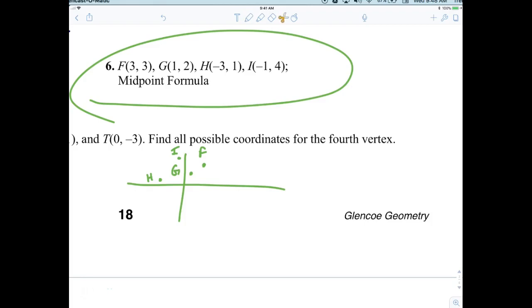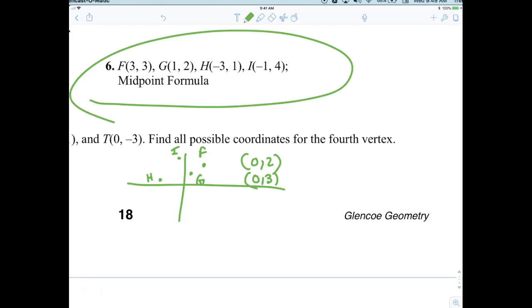So now we're looking at FH. FH would be the diagonal. So what's the midpoint of FH? The midpoint of FH would be 0, 2. Anybody else get that? 0, 2 for FH. Now I'm doing IG. The midpoint of that would be? 0, 3. I got 0, 3. So it's not a parallelogram. That's so much easier. And again, that's how I would do them all, honestly. There's just no point in doing the other stuff.